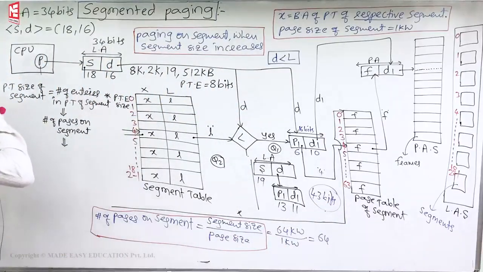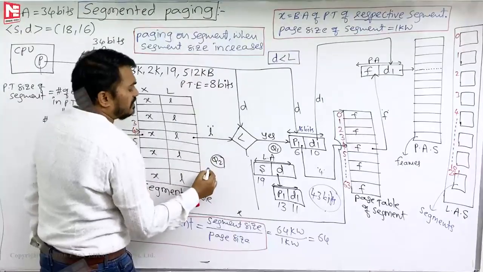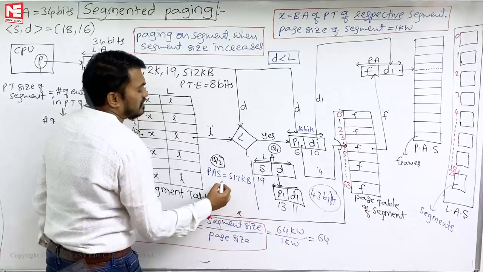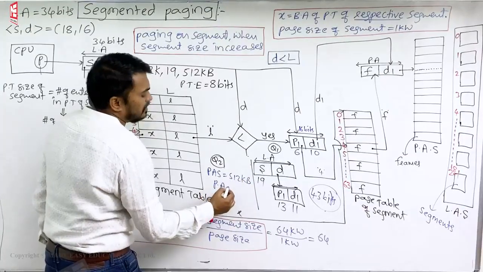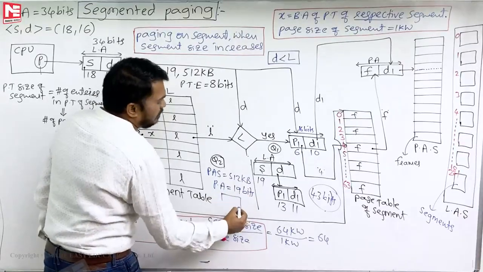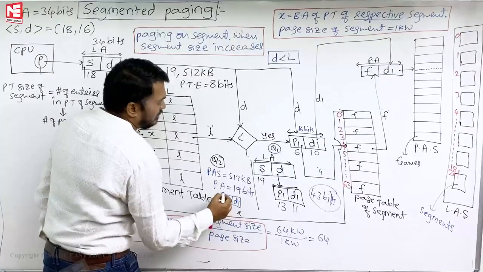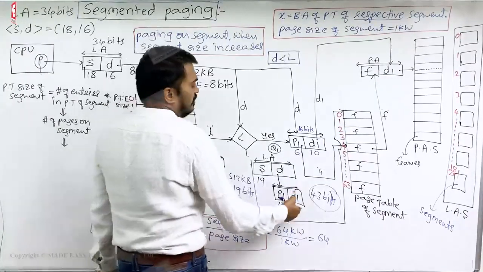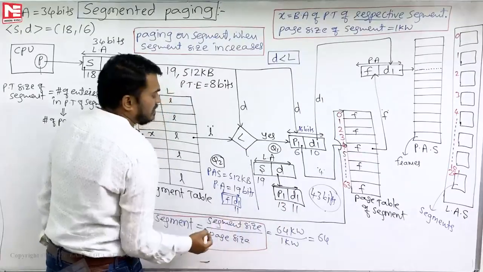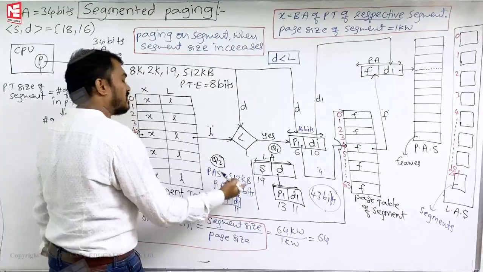Next, question number 2 is asking the length of physical address. Remember, PAS is given as 512 KB. Then PA will be what? Straight away you can write 19 bits. Even if you want, you can write it like this also: F under D1. D1 requires how many bits? 11 bits, and total PA is what? PAS is 512 KB, so PA is 19 bits.